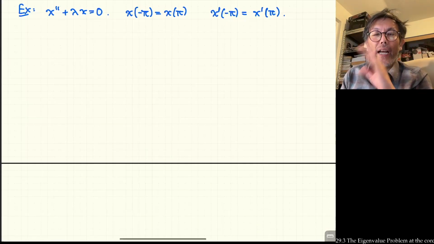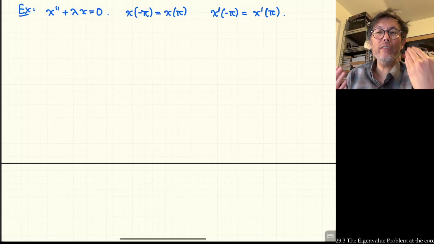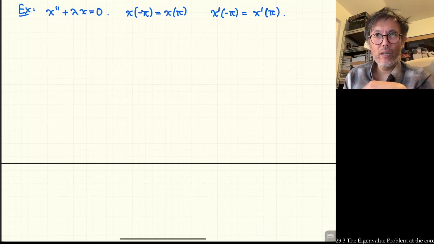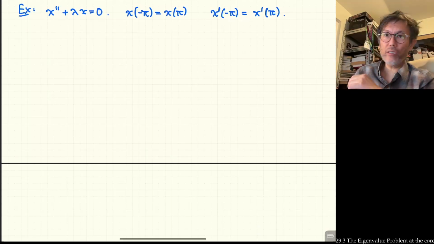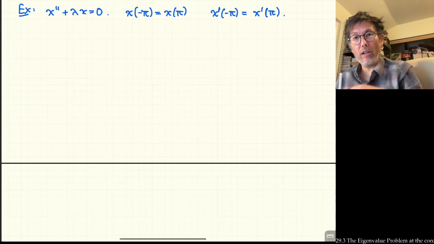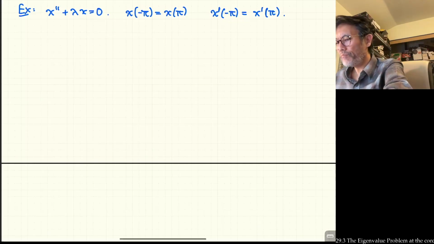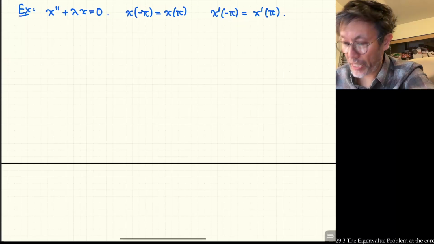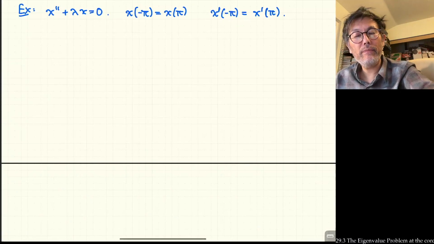So again, we ask the question, what values of lambda give rise to non-zero solutions to this boundary value problem? Such lambdas are called eigenvalues. And non-zero functions, so non-zero solutions, are called eigenfunctions. Okay. So we again break down by lambda, the sign of it.